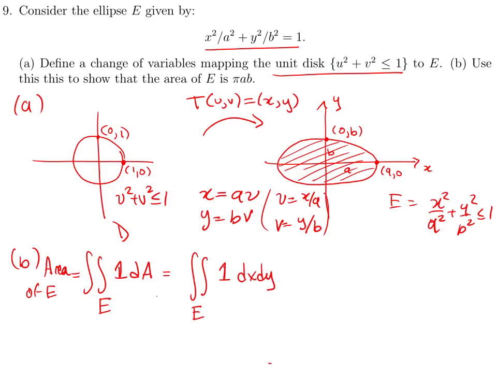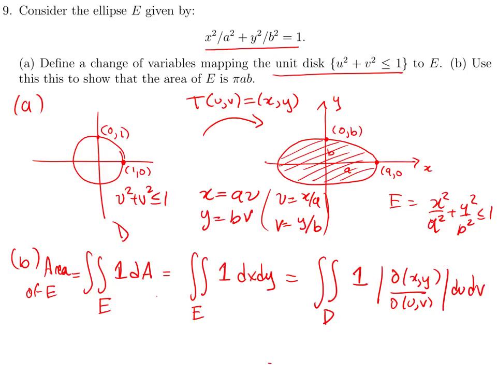And now we want to write this as a UV integral. We want to relate this area to some UV integral, which is going to turn out to be the area of the circle. The change of variables formula says that this is a double integral over D of 1 times the Jacobian. And so what we have to do to calculate this is to calculate the Jacobian. So let's just do that.